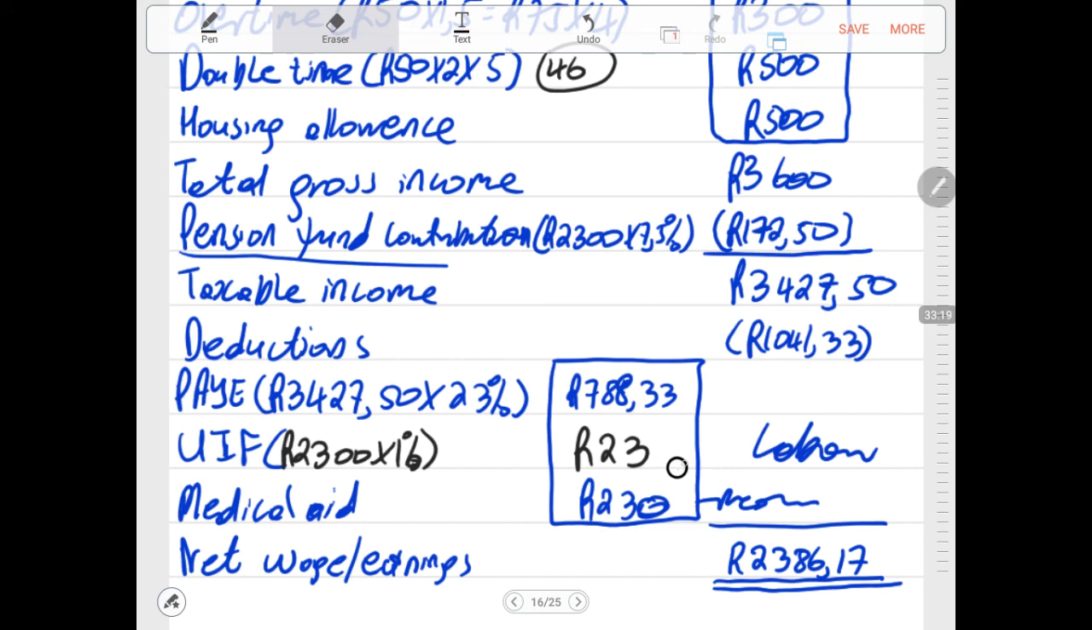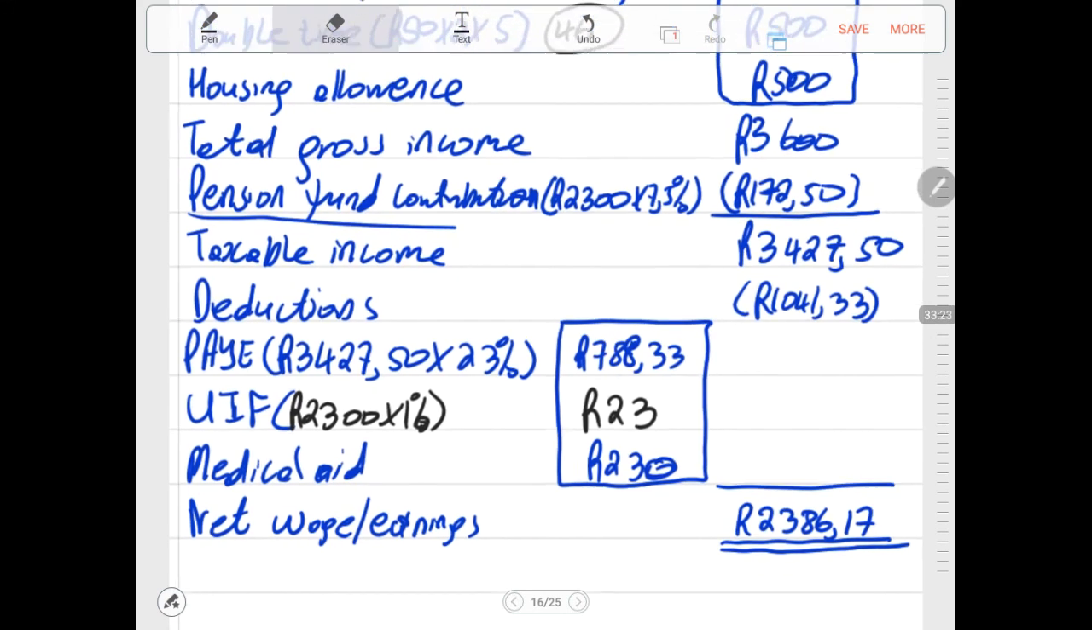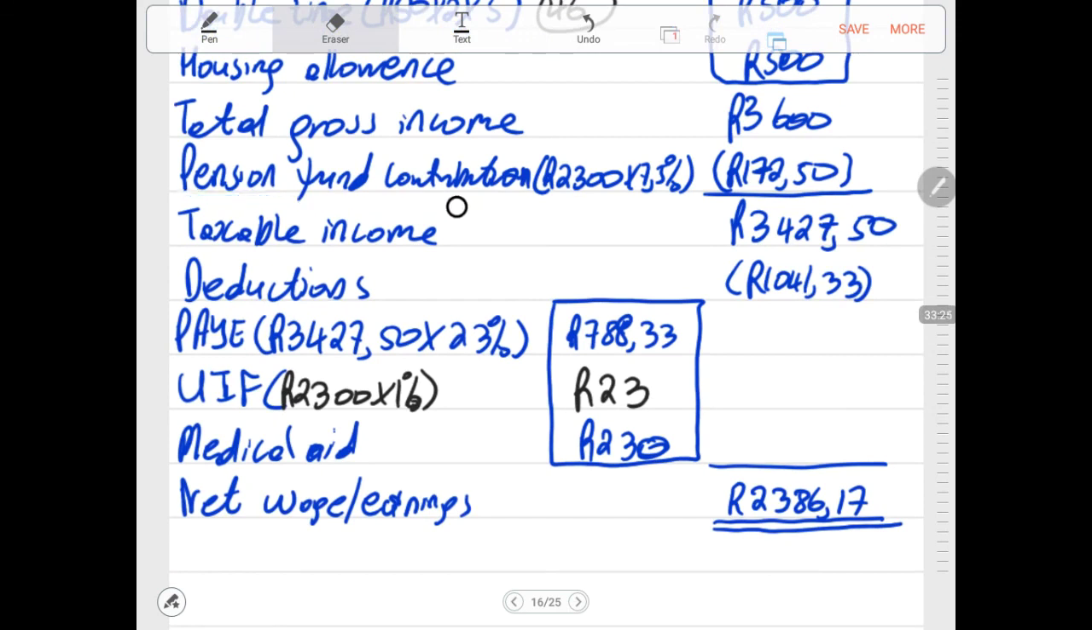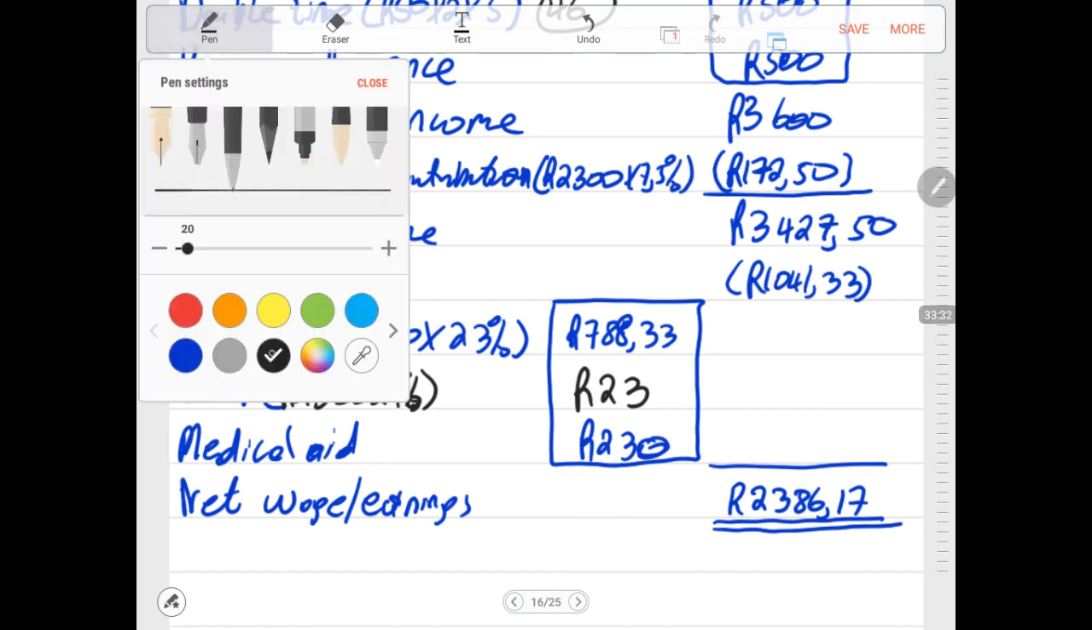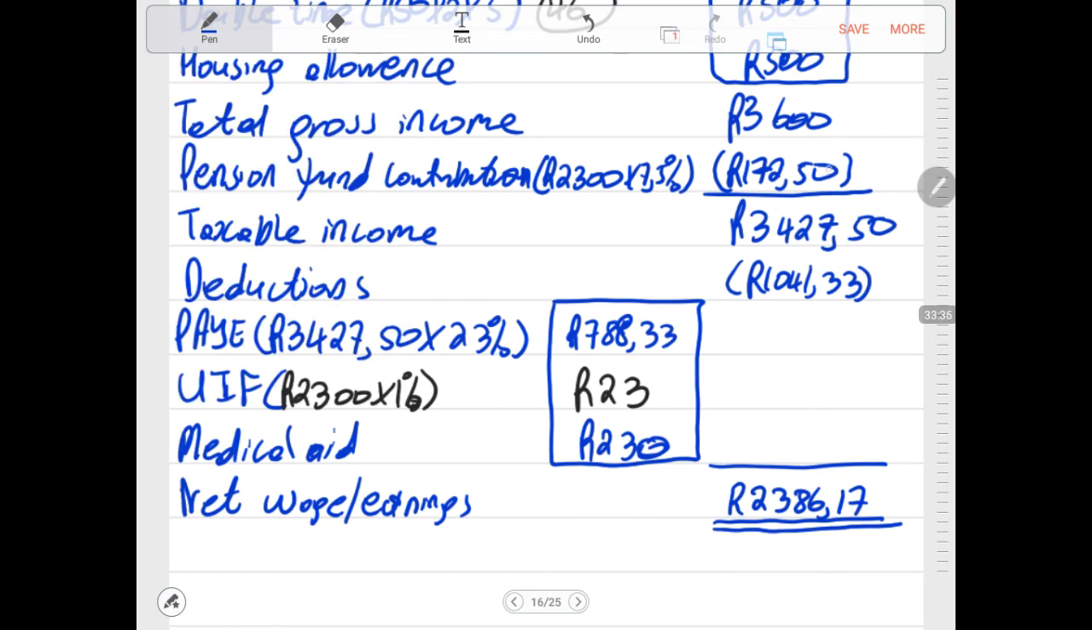That's why some companies don't want to employ employees permanently, because they know that there is too much cost that the company will incur just to pay one employee. There are other costs that go to different companies, medical aid and UIF, which are contributed by the employer because of this employee.